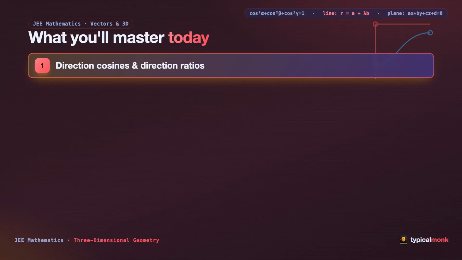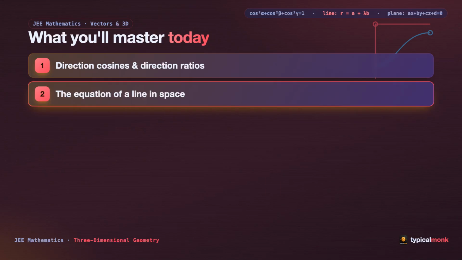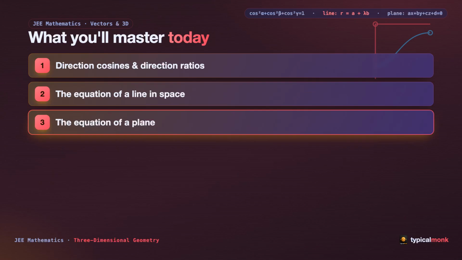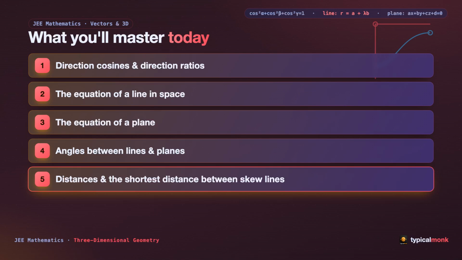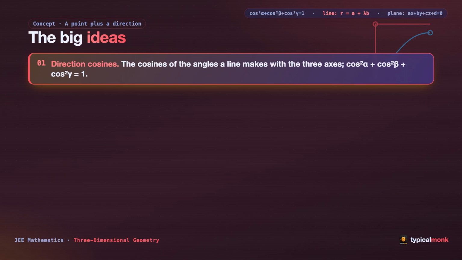Here is what you will master today. First, direction cosines and direction ratios. Second, the equation of a line in space. Third, the equation of a plane. Fourth, the angles between lines and planes. And fifth, distances and the shortest distance between skew lines, one idea at a time. Five ideas run this whole chapter. Look at them together first.